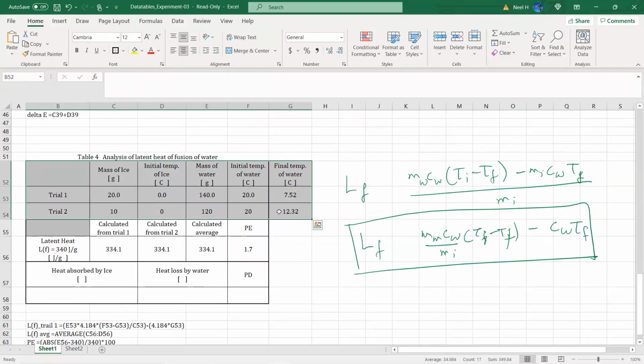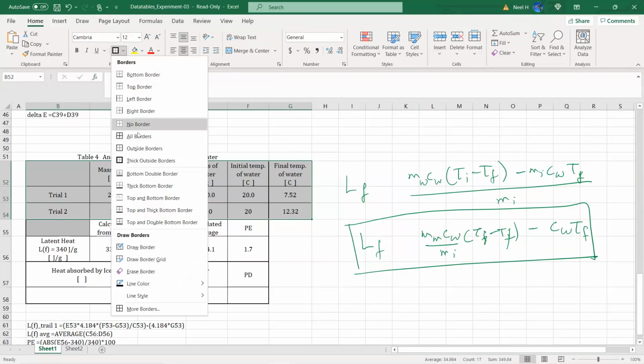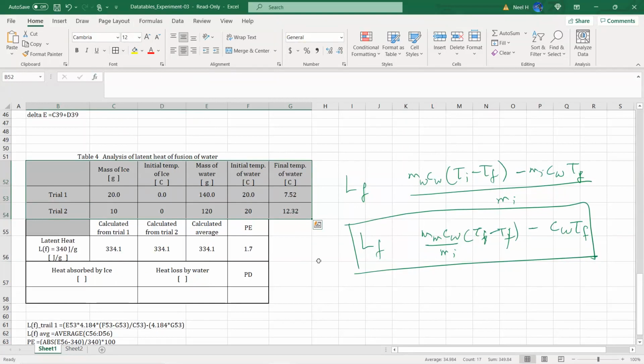Borders, you can make the borders visible by using the font area right here. There's a black small line box. If you click the down arrow, you can turn on all borders. Then it will show all the lines. Okay.